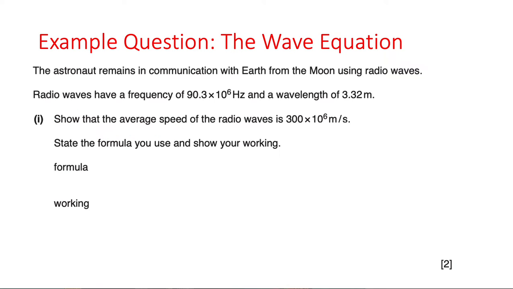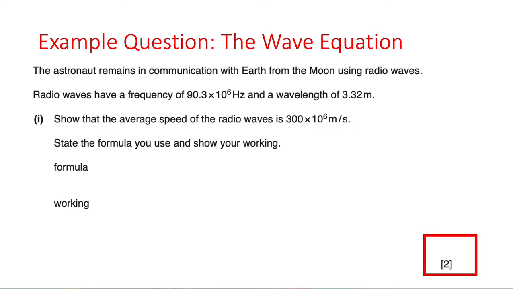So here we go. Here's our example question. Again, I'd recommend everybody reads the question carefully, and I'll assume you do so for the purposes of this video. We've got an astronaut remaining in communication using radio waves. We've got radio waves with a frequency and a wavelength, and we're being asked to show the average speed of the radio waves. Now this is, as we can see from the question, a fairly low level question, 2 marks. We're not expecting anything too difficult. We're just going to use the equation, make sure we get the numbers. And actually, because it's a showing question, we know the answer already, which is a nice safety net for us.